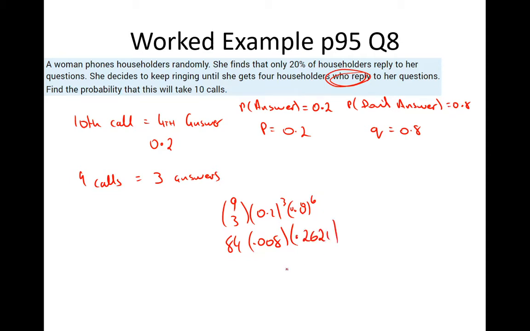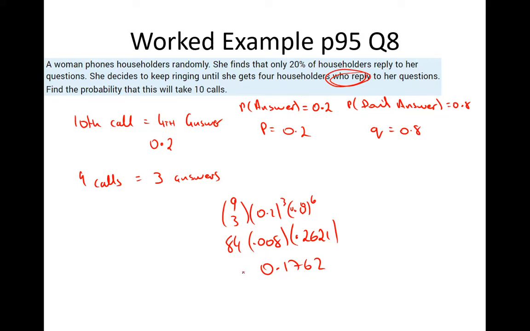Okay, so this is going to represent the probability that in the first 9 calls I get 3 answers. All right, so 84 multiplied by 0.008 multiplied by 2621 comes out as 0.1762. But that's only the probability of getting 3 answers in 9 calls.